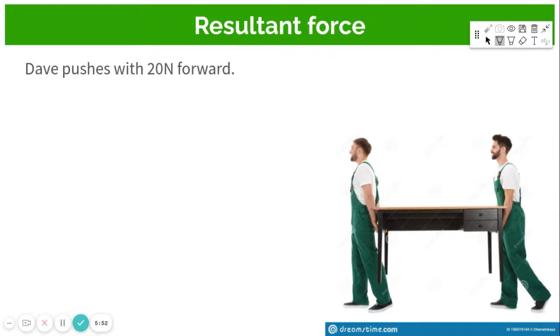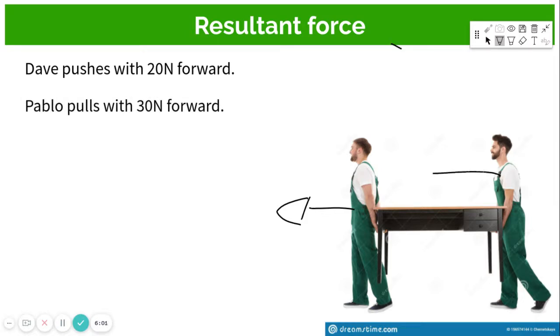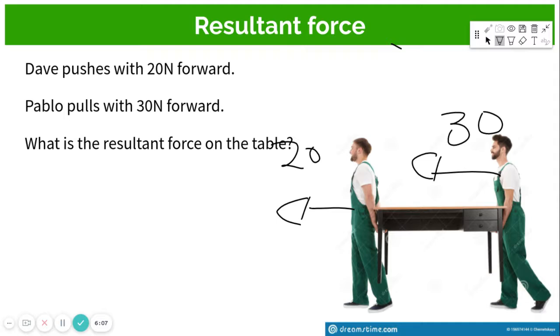So here's an example. Dave pushes with 20 newtons forward. That's Dave in front there. And Pablo pushes with 30 newtons forward. So this is 20, this is 30. What is the resultant force acting on the table? Pause, try and work it out, and then I'll come back to you. Okay, great. So you should have worked out the answer to be 50 newtons forward.